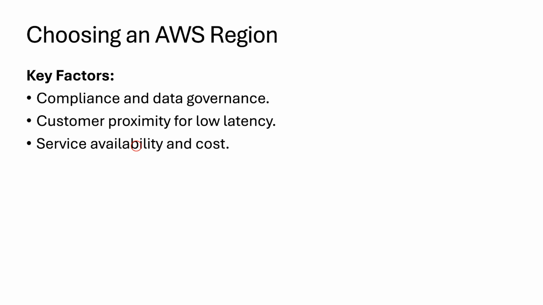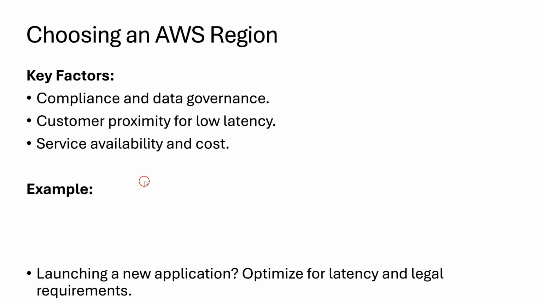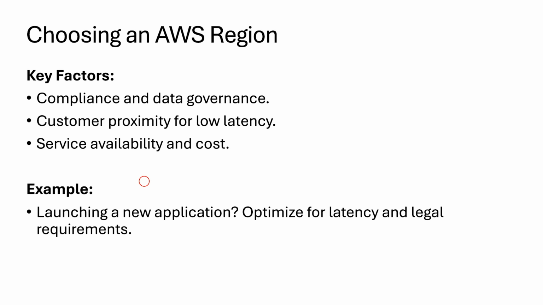Based on that, you can come to a conclusion based on your cost, customer proximity, service availability, and also compliance and data governance. If you are good with all these things, that means you have chosen an ideal region, right? I hope you understand. So first you need to decide on the factors by which you are going to select an AWS region. Based on those factors, you can choose an AWS region. I hope you got better clarity on AWS regions.